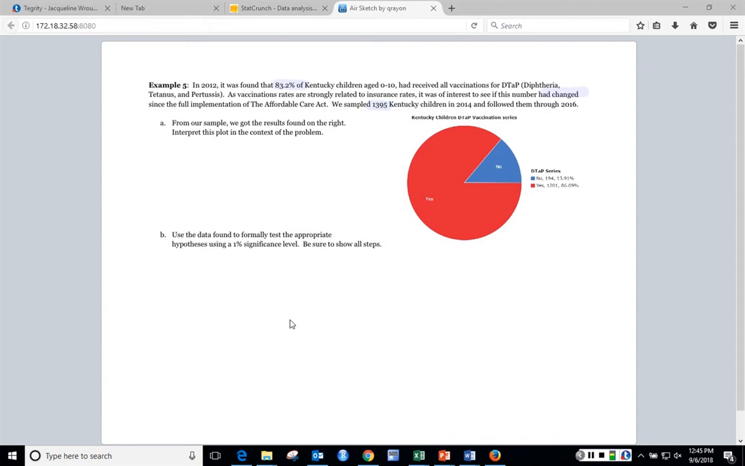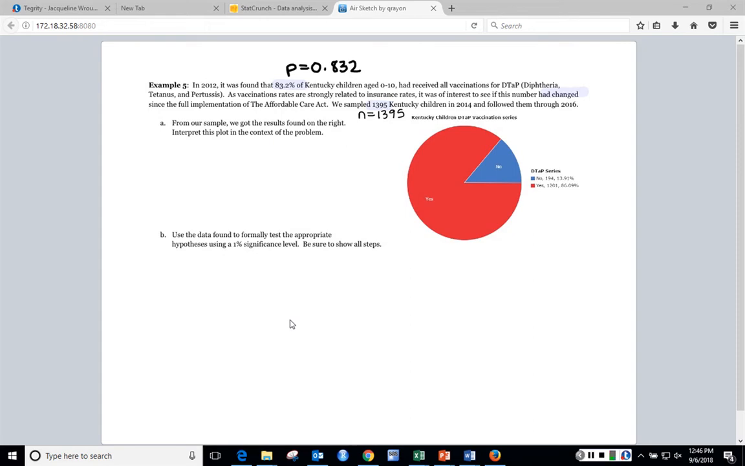Alright, so first, just write down some numbers that I know. When I see this 83.2%, that was a known number back in 2012, so it seems like a population proportion, or a P. So I'm going to say that my P is 0.832. It then said that we sampled 1,395 children, so I know what my sample size is going to be.